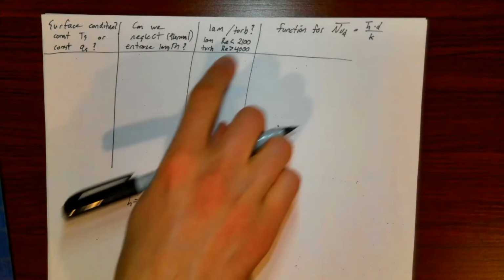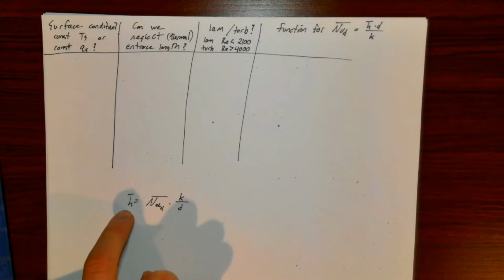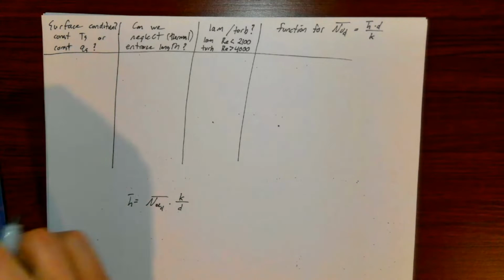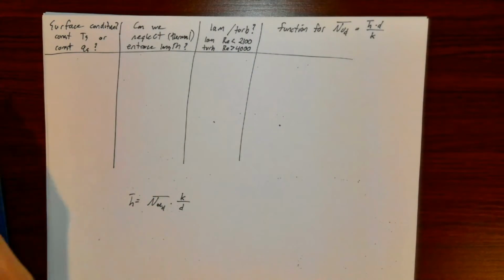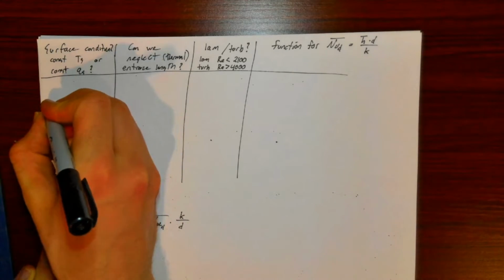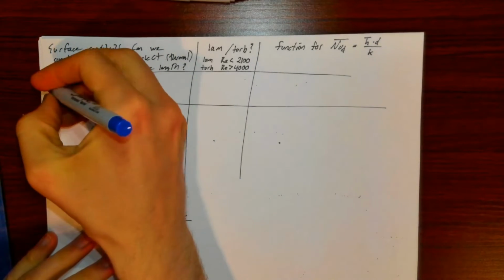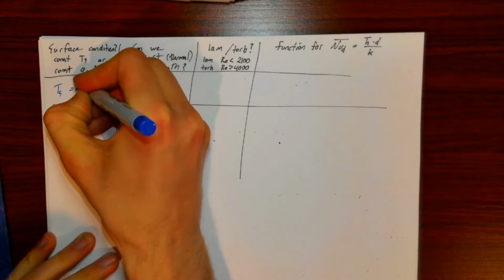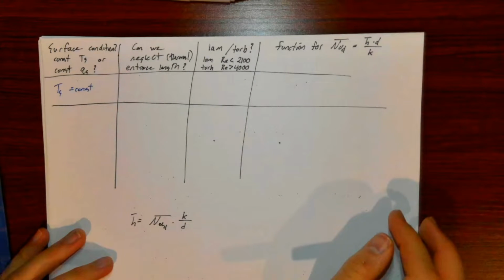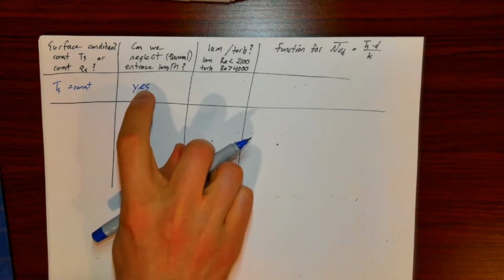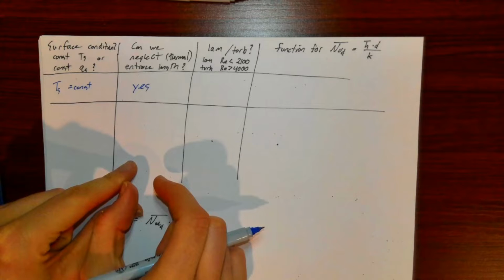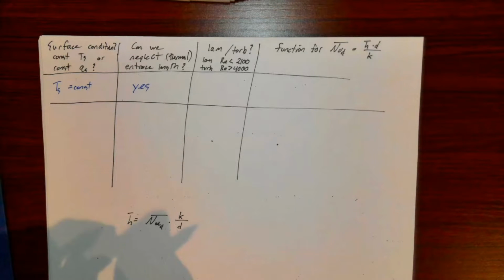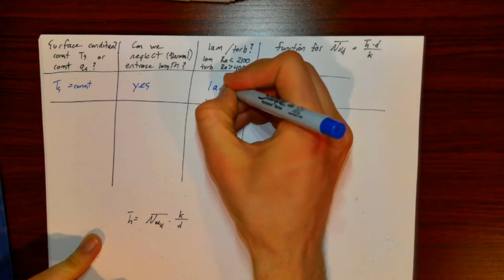So basically, I'm going to give you some functions that give you everything you need to calculate h. So let's go ahead and start filling out this chart. The first case that we're going to look at is a case where we have a constant surface temperature, and we can neglect thermal entrance length. This basically means we have a very long pipe compared to the fraction of that pipe where we have weird entrance effects. And we have laminar flow in the pipe.